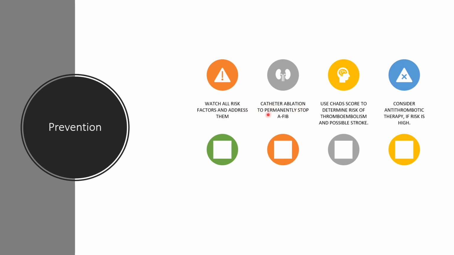Catheter ablation is good for permanently stopping atrial fibrillation. We should use the CHADS score to determine the risk of thromboembolism and possibility of stroke. We can consider antithrombotic therapy if the risk is very high.